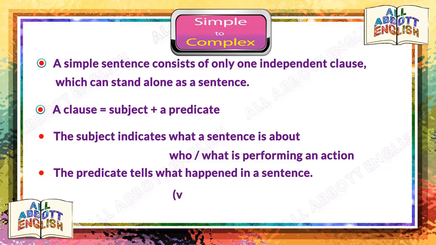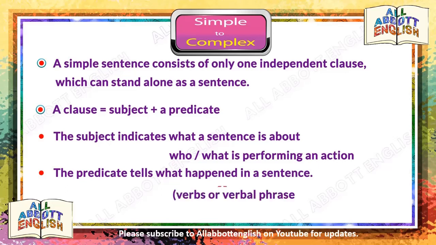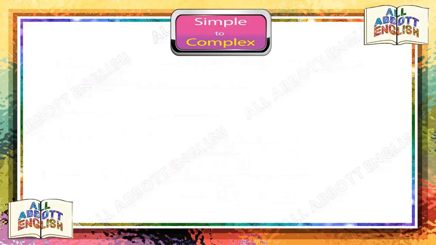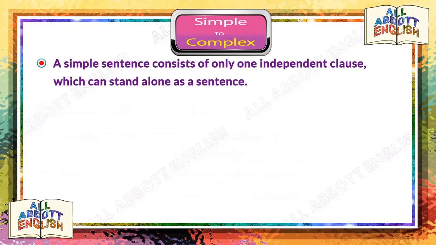It is the part of the sentence that contains the verb or verbal phrase, which is a group of words that function as a verb. So we see that a simple sentence has just one independent clause. Here's an example of a simple sentence.